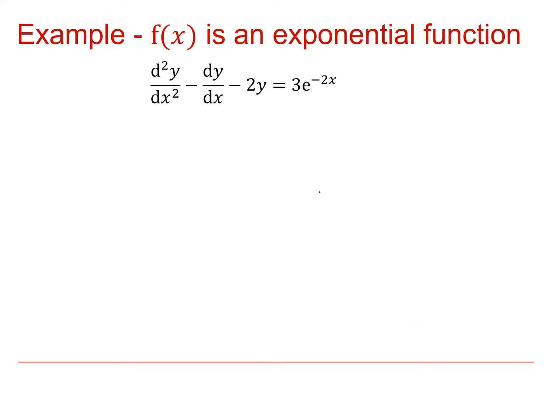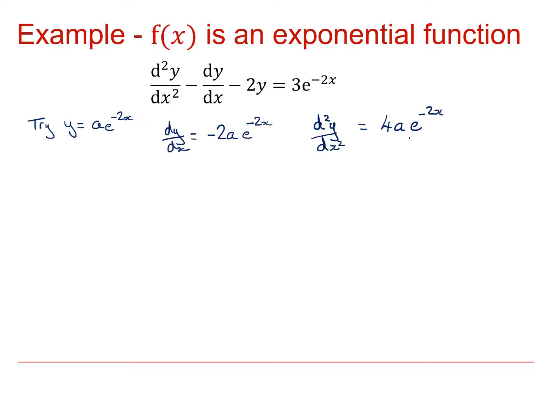We know what the complementary function is, so we're really only interested in the particular integral in this case, and for that I'm going to try y equals a e to the minus 2x. If I differentiate that, I'm going to get that dy by dx is equal to minus 2a e to the minus 2x, and the second derivative d2y by dx squared is equal to 4a e to the minus 2x.